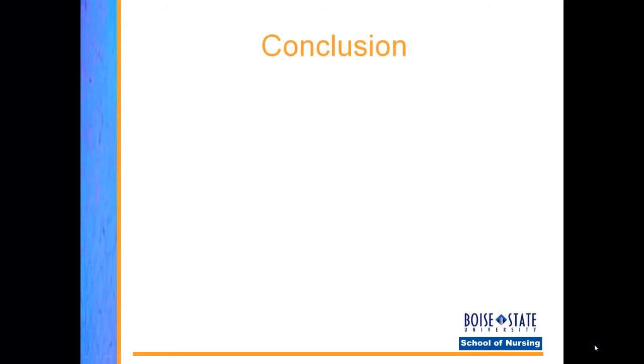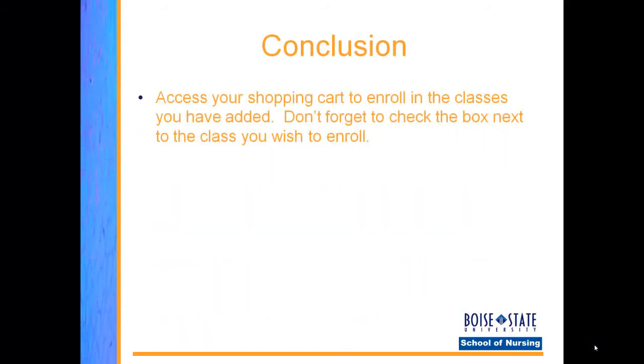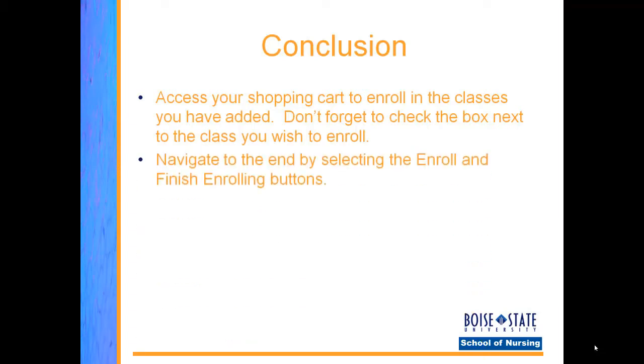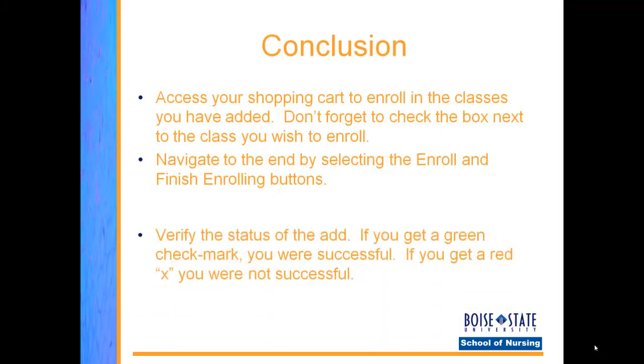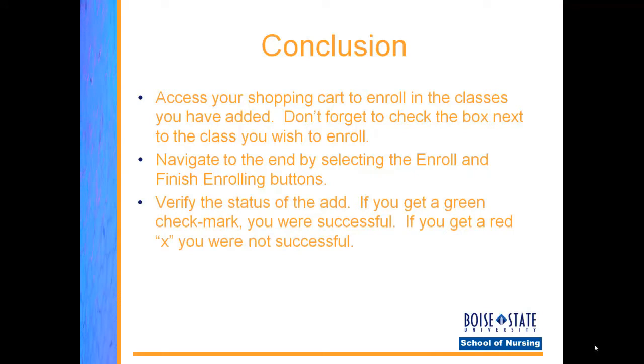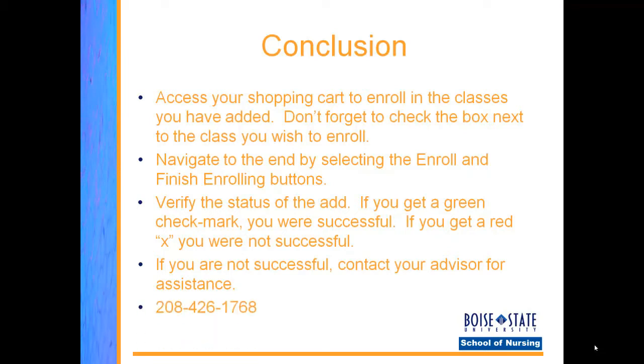To conclude Part 5, first of all, access your shopping cart to enroll in the classes you have added. Don't forget to check the box next to the class you wish to enroll. Second, navigate to the end by selecting the Enroll and Finish Enrolling buttons. Third, verify the status of the add. If you get a green check mark, you were successful. If you get a red X, you were not successful. And lastly, if you are not successful, contact your advisor for assistance. Once again, your advisor can be reached at 208-426-1768.